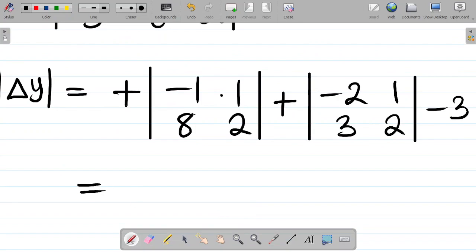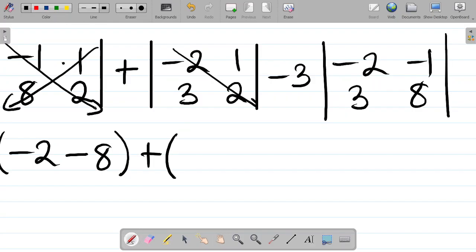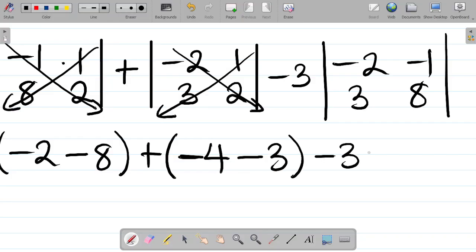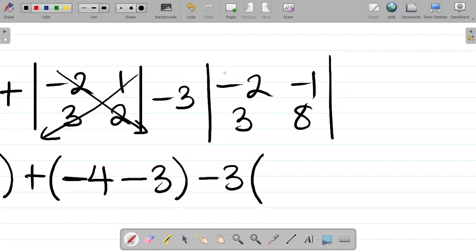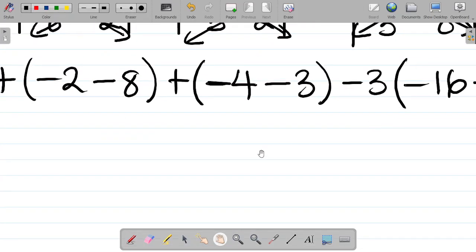So this is equal to, this is plus into, again, multiply this 2 here. That becomes minus 1 times 2, minus 2, minus 1 times 8 is 8, plus, again, for the next one there, it becomes minus 2 times 2, that's minus 4, then minus 1 times 3, that's 3, then finally minus 3 into minus 2 times 8 is minus 16, and then minus 1 times 3 is minus 3. So we have this. Alright, let's work on this.